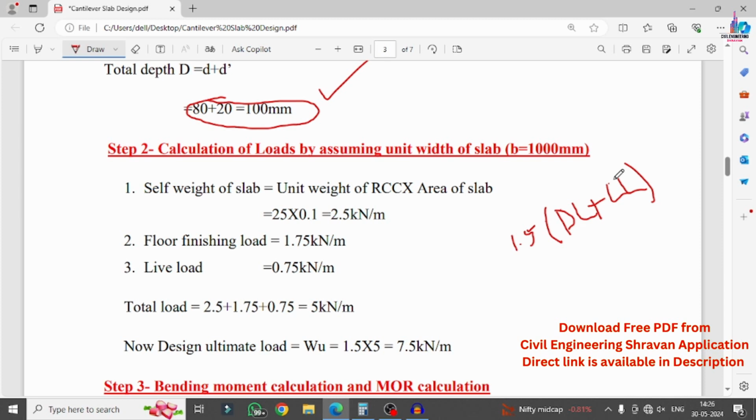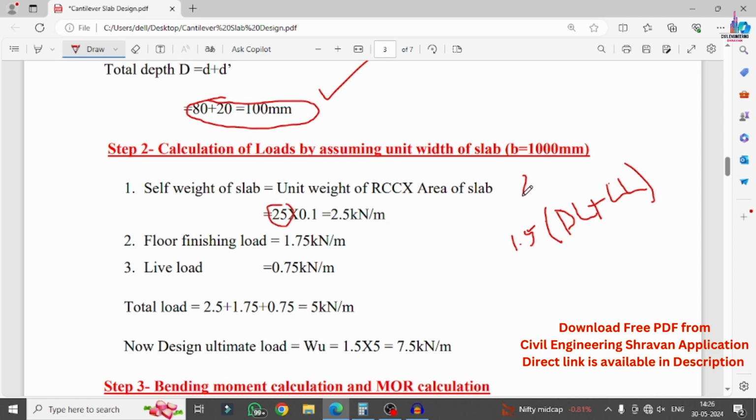Initially we will calculate the self weight of the slab. Firstly, I am taking the width of the slab as approximately 1 meter for that particular panel. Here the width is 3 meter, but I am dividing that 3 meter into 1 meter, 1 meter, 1 meter panels. That's why the width is 1 meter. Here we have to consider the self weight of the slab, which equals the unit weight of the slab into the area of the slab. The unit weight of RCC we generally take as 25, into the area of the slab, which equals length of the slab multiplied by thickness of the slab.